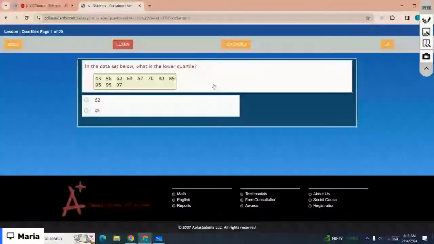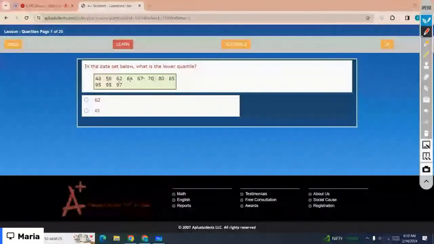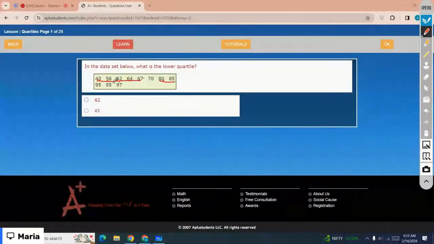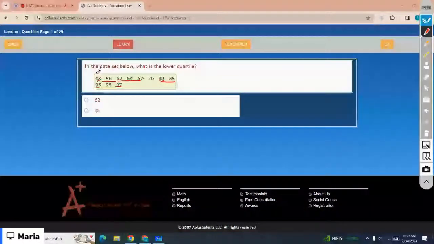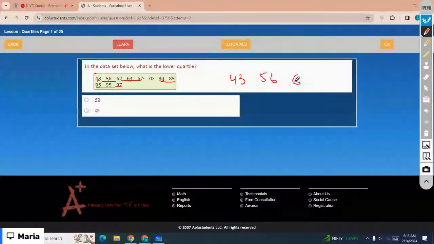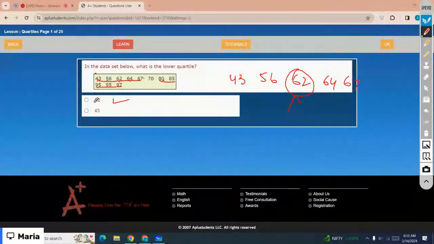In the data set below, what is the lower quartile? So let's just divide the data into two equal groups. So you can divide like 1, 2, 3, 4, 5, 6, 7, 8, 9, 10, 11. Okay, 1, 2, 3, 4, 5, right? So this is the lower half, and in the lower half is 43, 56, 62, 64, and 67. So exactly the middle number in the lower half is 62. So that means the lower quartile is 62. So the correct option is 62.